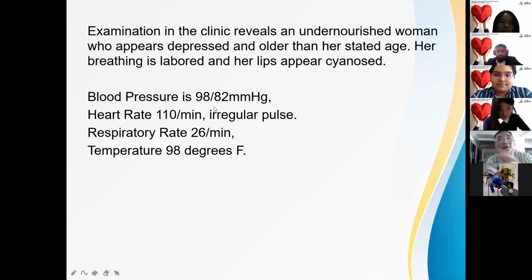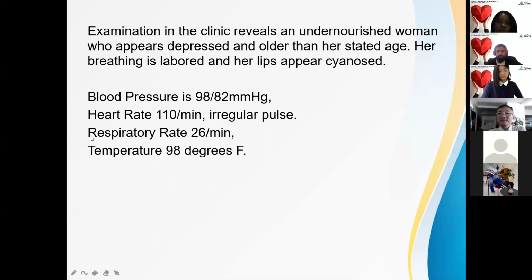Okay, let's do examination. Next, we're going to read. Examination in the clinic reveals an undernourished woman who appears depressed and older than her stated age. Her breathing is labored and her lips appear cyanosed. Blood pressure is 98/82 millimeter mercury. Heart rate is 110 per minute and irregular pulse. Respiratory rate is 26 per minute. Temperature is 98 degrees Fahrenheit.